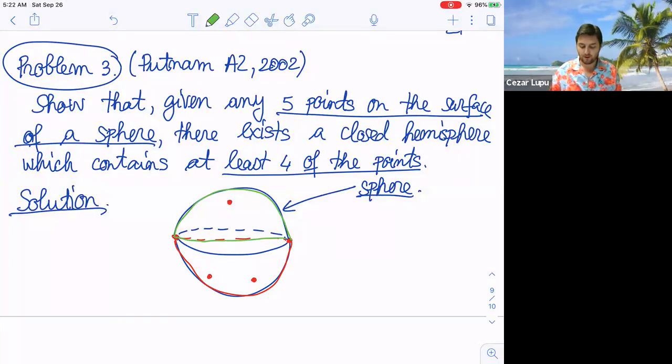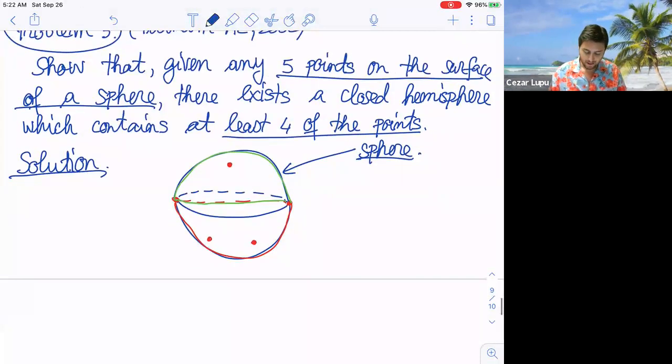As you can see, 2 of them are already contained because I divided by a great circle that passes through any 2 points. And now it's quite clear by the pigeonhole principle. I have 2 hemispheres and 3 points left. So at least 2 of them will fall into one of the hemispheres. And you already have 2, so there will be 4. All right, so that's basically the idea of the problem. That was the trick. Let's write it down.